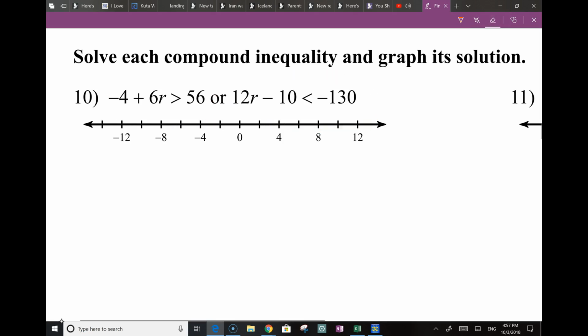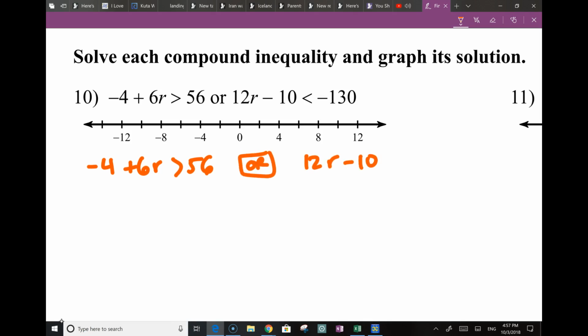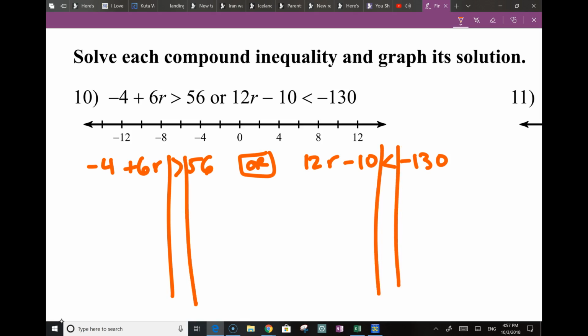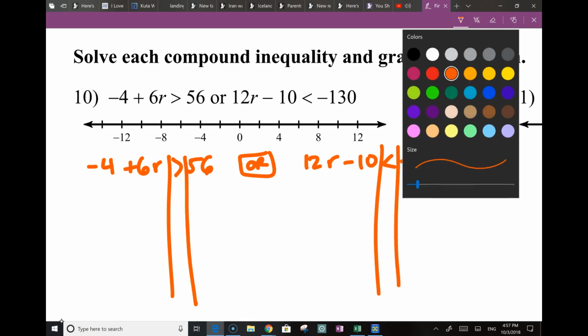And so here's how you do the first one. First thing I want to do is bring these down, actually. So negative 4 plus 6r greater than 56, or 12r minus 10 less than negative 130. So we're going to take care of each one the way we use our equation solving skills with everything else, okay?